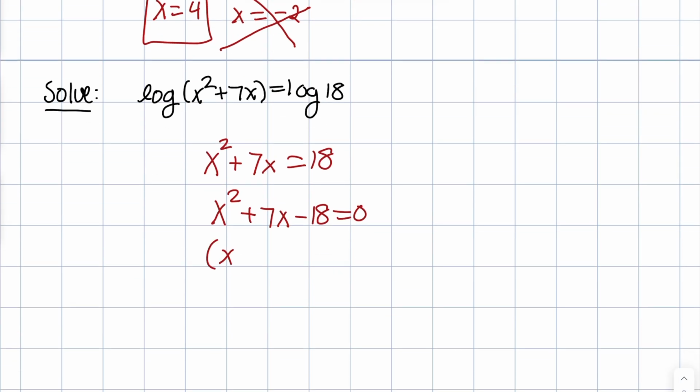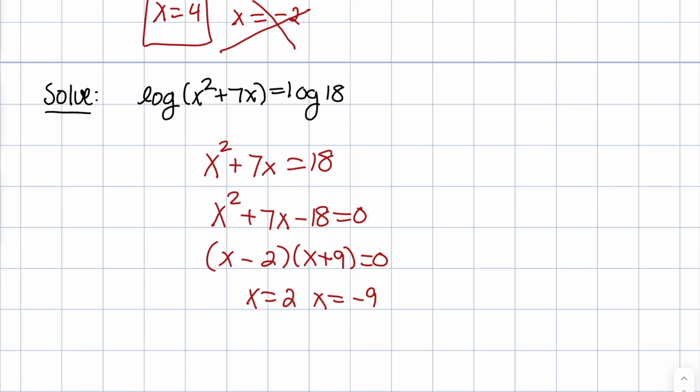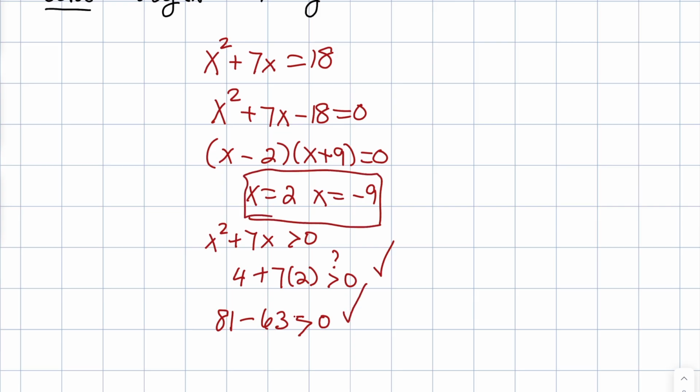Factor this, so I get x minus 2, x plus 9 equals 0, x equals 2, x equals negative 9. Since we have this log, we need to test both solutions, so we just need to check if x squared plus 7x is greater than 0 for x equaling 2. So that's 4 plus 7 times 2, which is greater than 0. Check. And plugging in negative 9 gives me 81 minus 63, which is greater than 0. So both of these solutions are going to work.